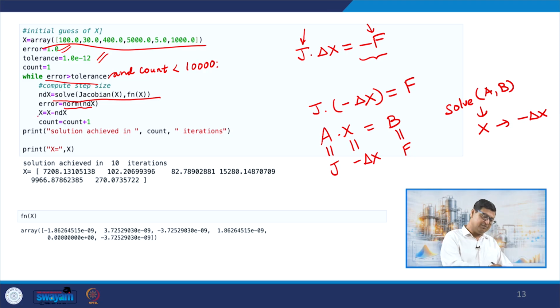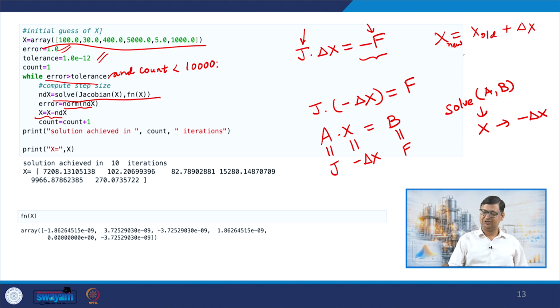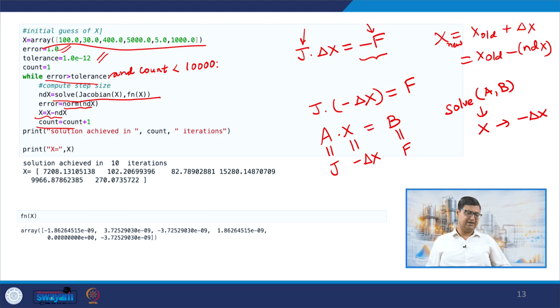All right, and then I want to do essentially the new value of x is the old value plus delta x, but I have solved for minus delta x. So this is going to be x old minus my minus delta x, whatever I have computed, right? And then I keep on doing it until my error becomes less than the tolerance, right? So you can see we get a solution in like 10 iterations. That's quite fast, and this is the final function value.